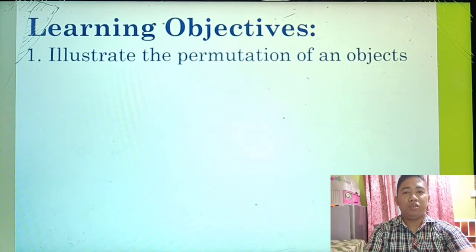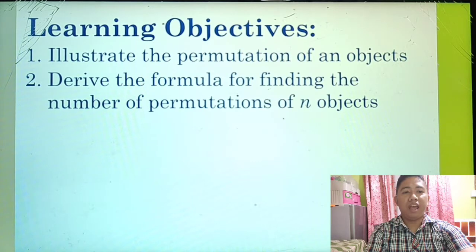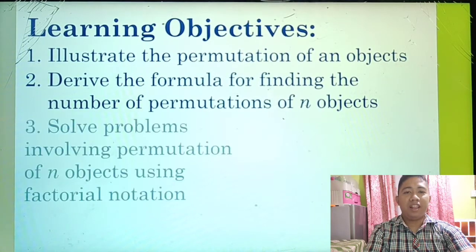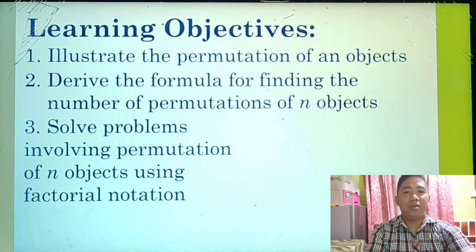We are going to illustrate the permutation of objects. Next, you will derive the formula for finding the number of permutations given n objects. And thirdly, you will solve problems which involve the permutation of n objects using the factorial notation. These are the learning objectives of today's lesson.